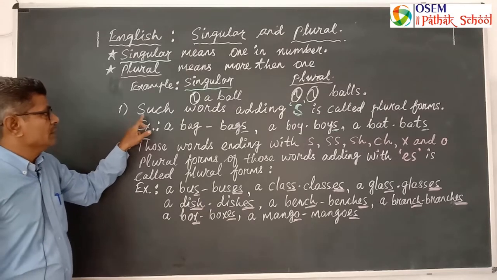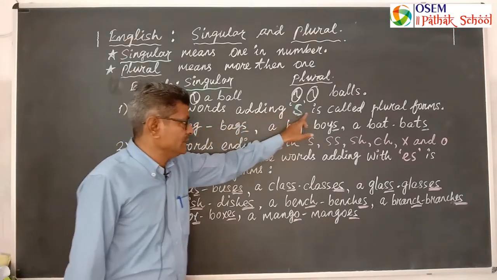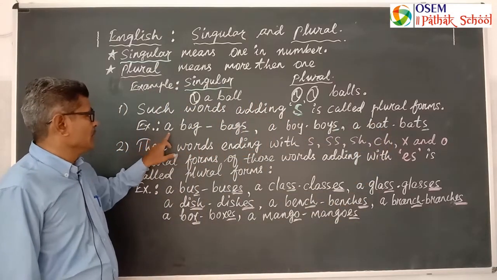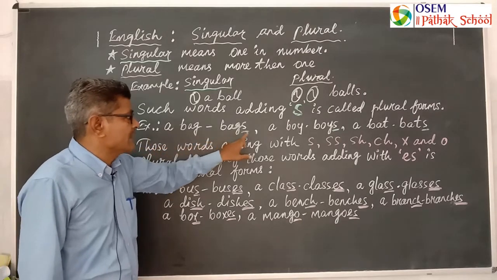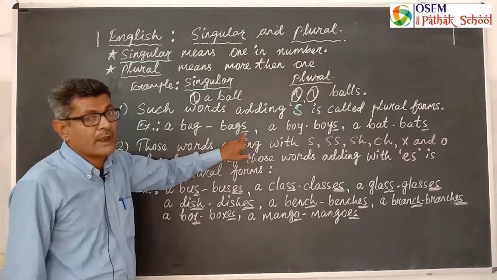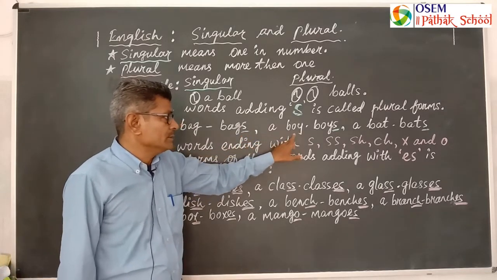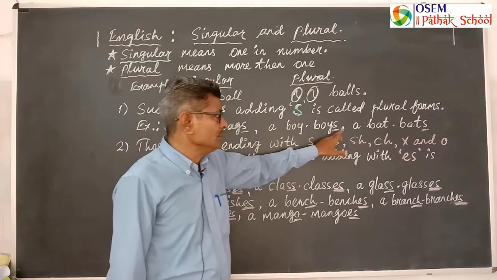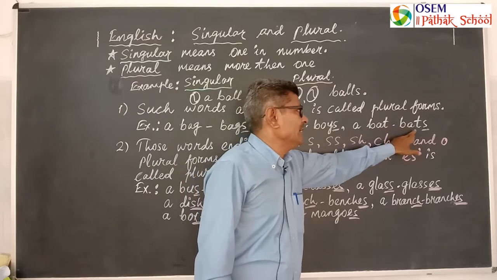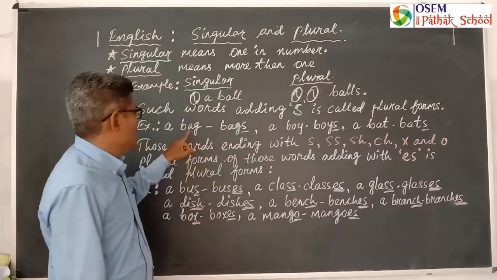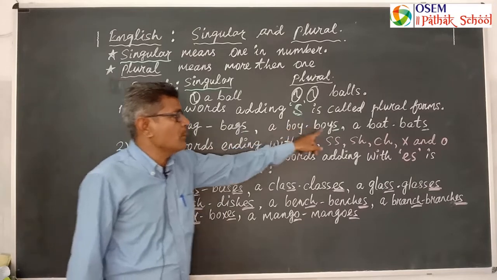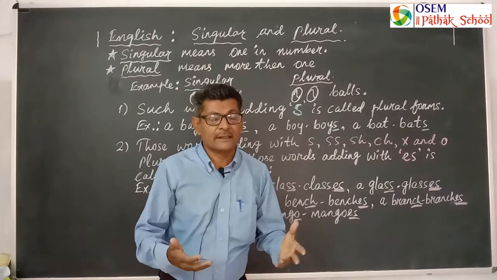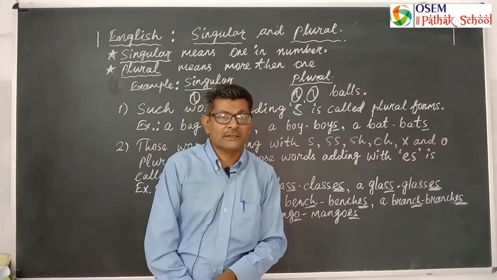So now point number one. This is the rule: adding s to such words makes the plural form. Examples are already given here. For example, a bag, bags. I underlined the s because we have to add s. A boy, boys, I indicated the s with an underline. A bag, bags. Bag, bags. Boy, boys. Cow, cows. Cat, cats. So these are all the examples.